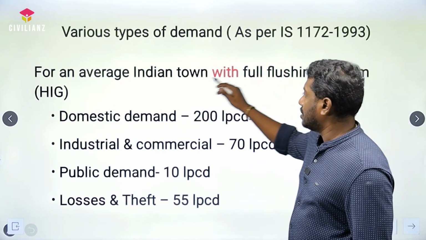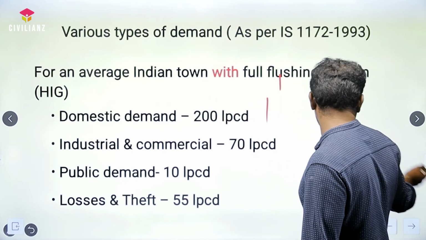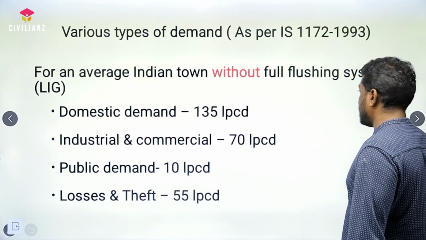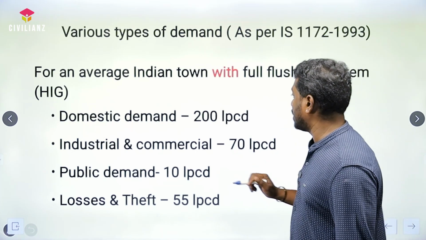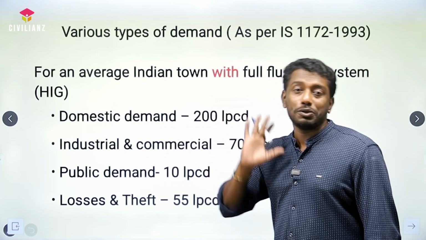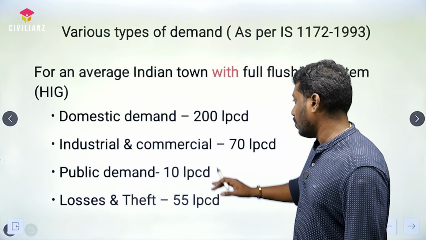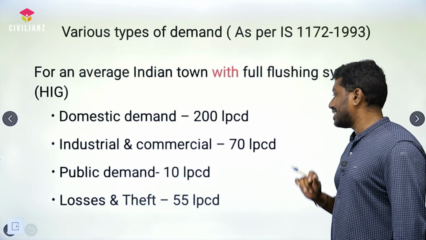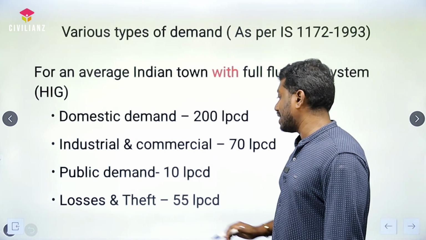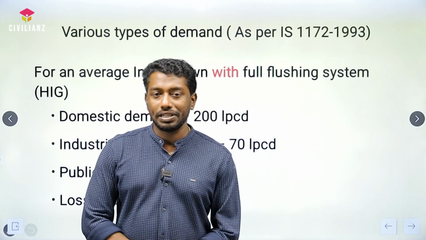And this demand is for an average Indian town with the full flushing system. Domestic demand increased from 135 to 200 LPCD. Rest are all the same values only. Industrial and commercial demand 70 LPCD, public demand 10 LPCD, losses and theft 55 LPCD.